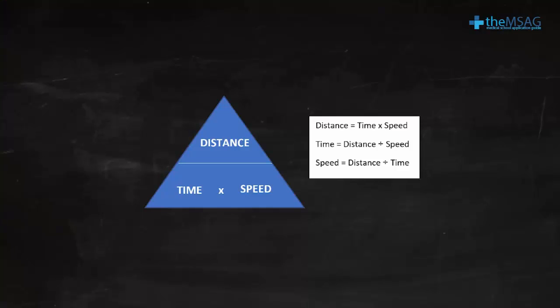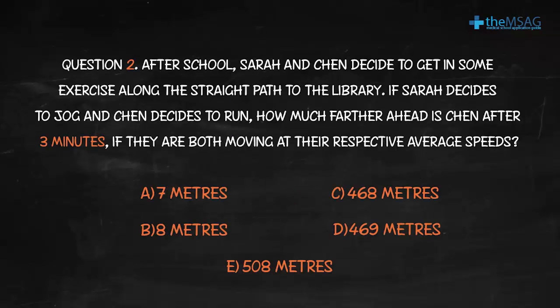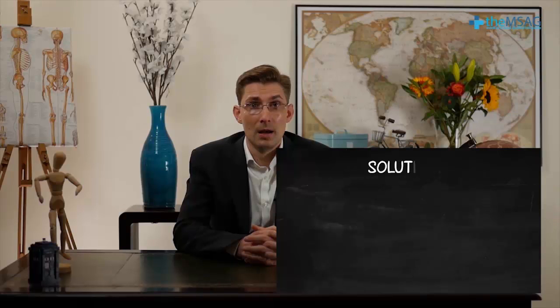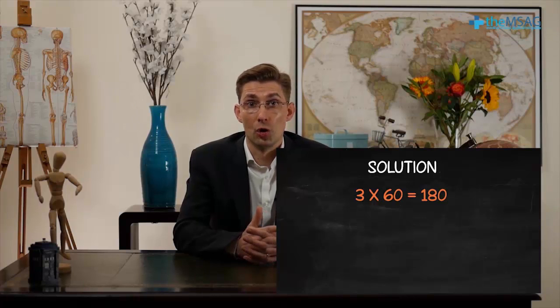How did you do? Start by pinpointing what question it's asking for. In this case, we need to find the distance the 2 individuals have travelled. Then, use the triangle to see which calculation we must perform. Covering up distance, as this is what we are looking for, gives us time multiplied by speed on the triangle. Be careful though, the time is given as 3 minutes, but the speeds are given in meters per second. Multiply the 3 by 60 to convert minutes into seconds. 3 multiplied by 60 equals 180, so they both have 180 seconds to either jog or run.